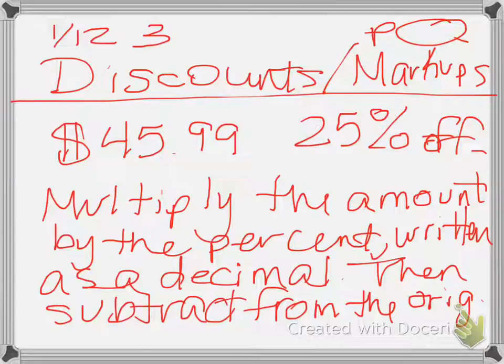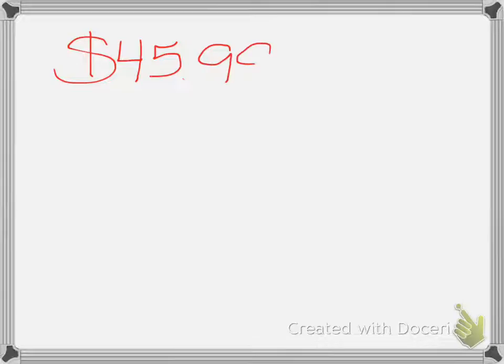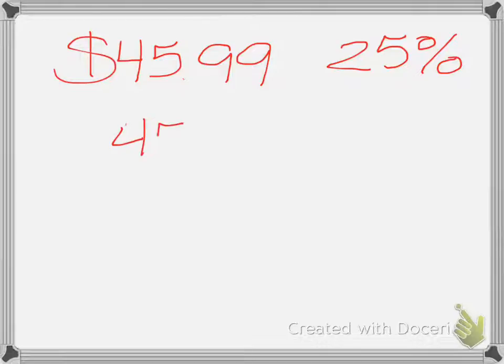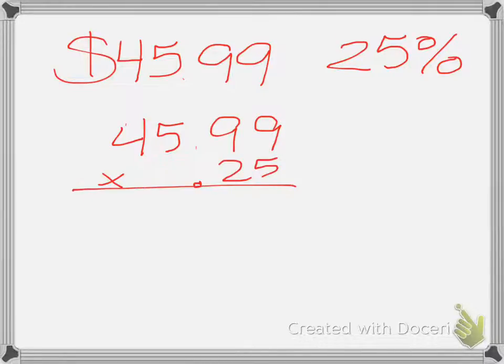And we'll do this problem on the next page. So $45.99 and 25% off. So if I went to the store and I wanted to buy, say, a new pair of boots, and they were $45.99, and they were on sale for 25% off the original price. So I'm going to take $45.99. I'm going to multiply it by 0.25, because remember, multiplying by a percent means move it over 2 places to the left. Okay, so just multiplying.